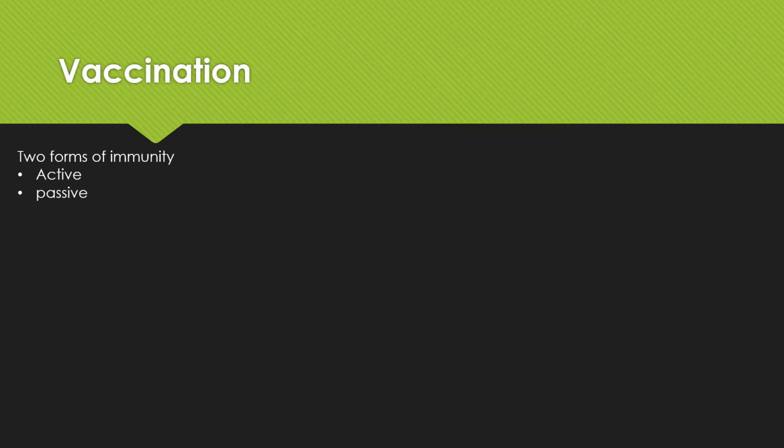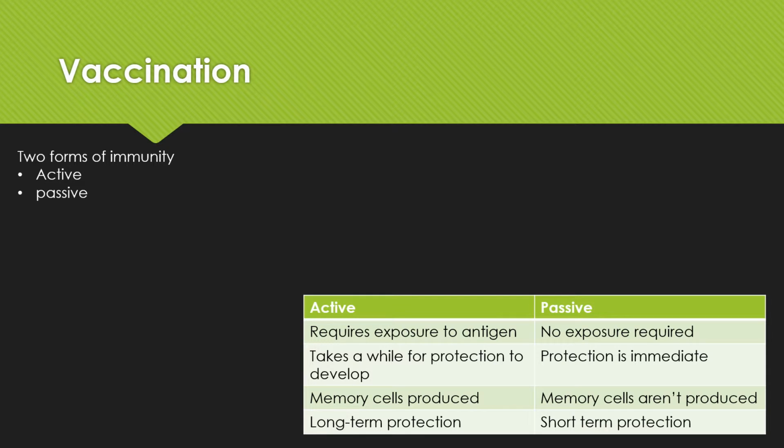Vaccinations. There are two forms of immunity, active and passive. Active requires an exposure to an antigen. It takes a while for the protection to develop. Memory cells are produced and there's long-term protection. However, with passive immunity, no exposure is required. The protection is immediate, but memory cells aren't produced and it's short-term.